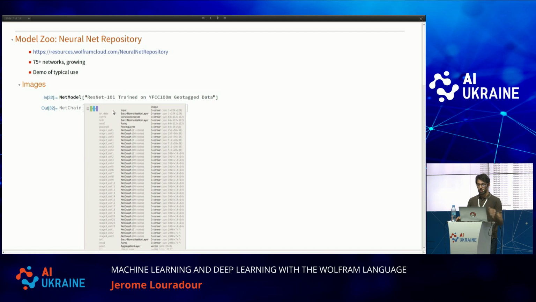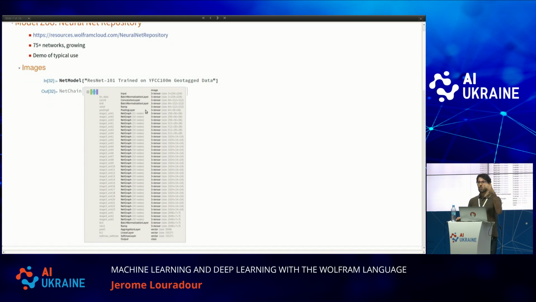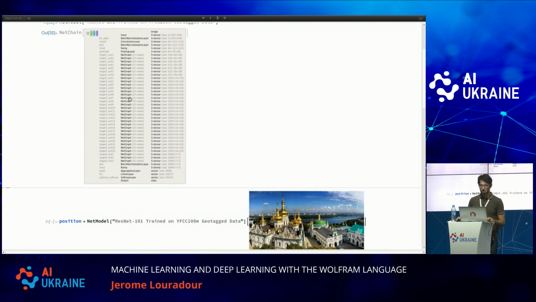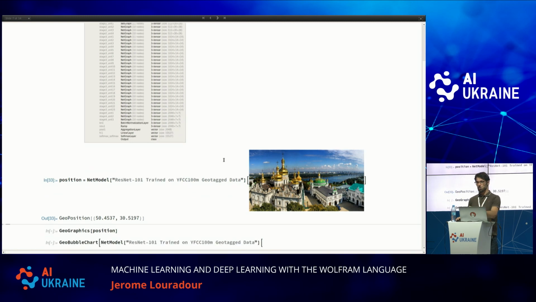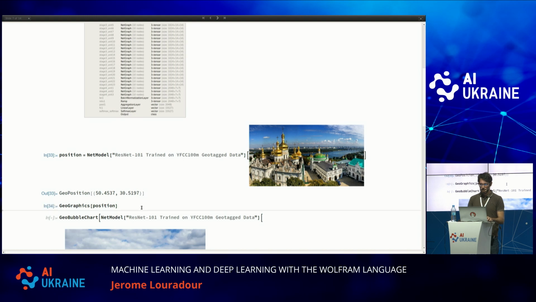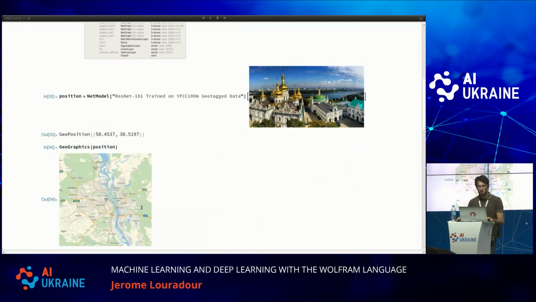Models are objects. For example, here it's a chain of layers, so it's a deep neural network. Each line corresponds to one level of the neural network. And I can apply this model directly to an image. What's cool is that the pre-processing and the post-processing are included in the network. So here I give an image, and it outputs a geoposition, and then I can plot a local map around this position, for example.